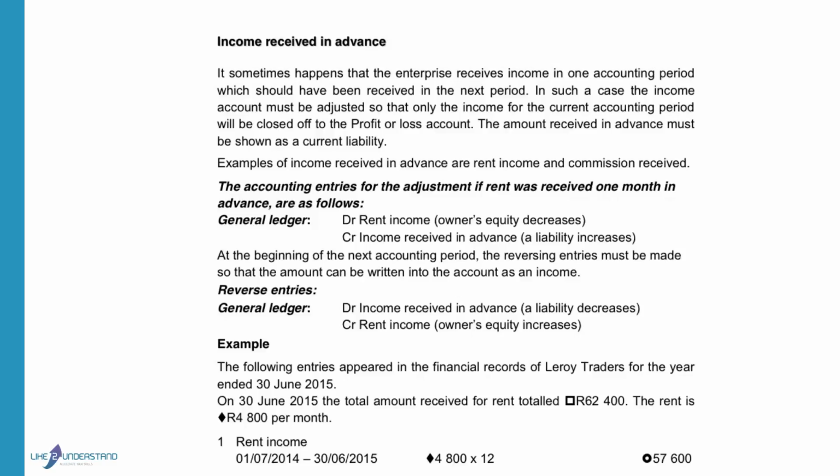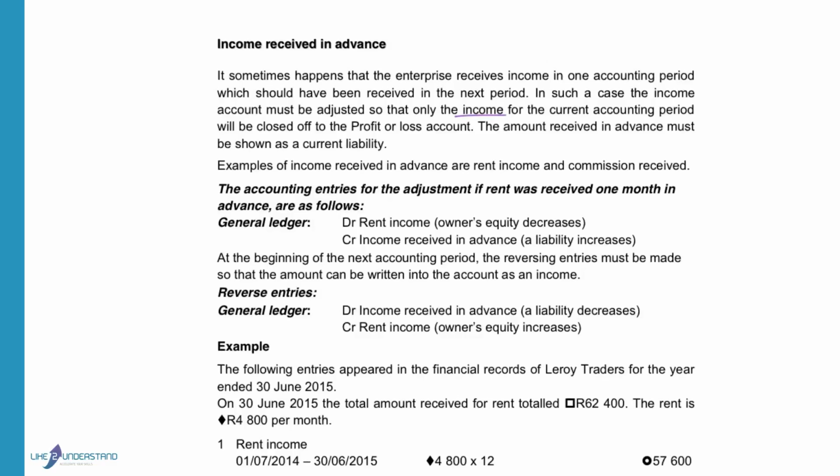In a case where you receive money in advance, you will have to adjust the income account so that the income for the current year can be closed off to the profit and loss account. The amount that you received in advance must be shown as a current liability so that you can show that you received money in this year that was actually supposed to be for the following year. So you have to provide a service free of charge in the following year that you're not going to receive money for in that specific year.